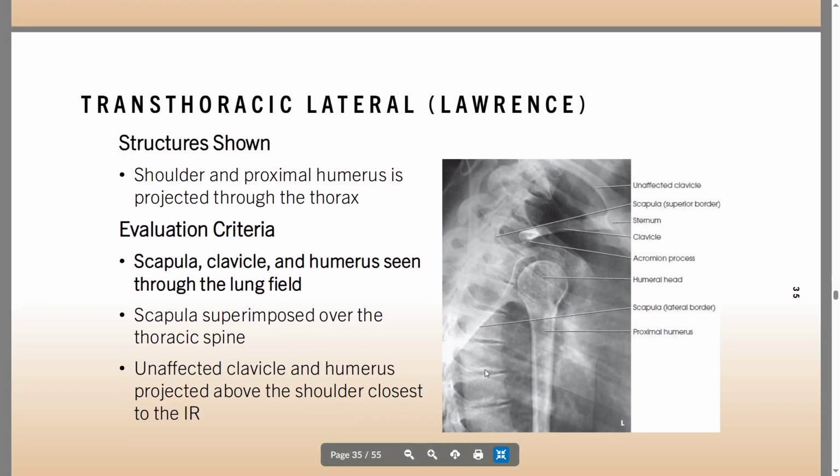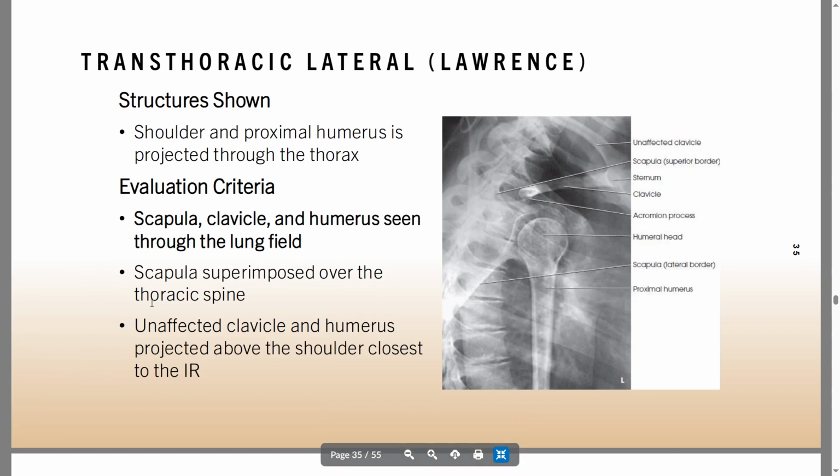And if I were to give you an image like this on your test, you would know that this is a transthoracic lateral because we can see that humerus, but with tons of superimposed ribs. We can see the thoracic spine. So all these superimposed structures wouldn't actually be there on any other shoulder projection.